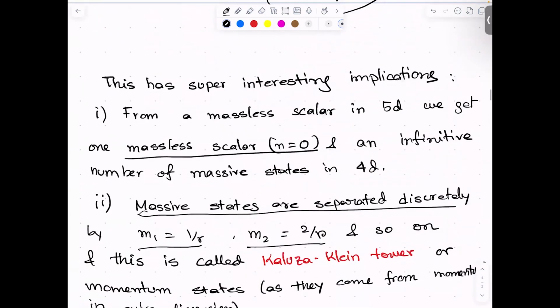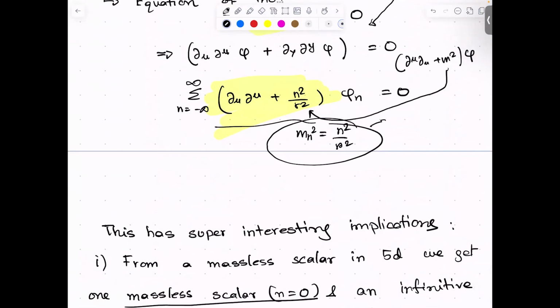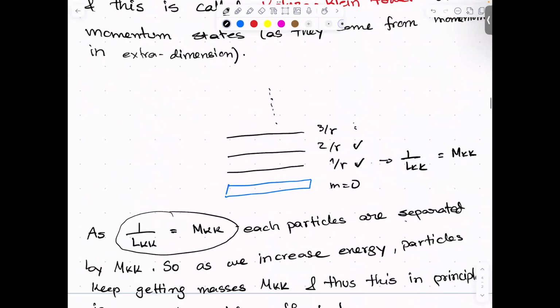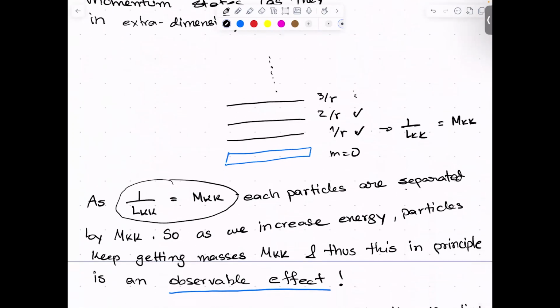Okay. So from a scalar in 5 dimensions, we get a scalar field in 4 dimensions with this mass, and they're separated. As we know, energy scale can be identified with the mass scale. As we move in energy by this discrete amount, your field gets a mass by the same amount. Let's say we live here.